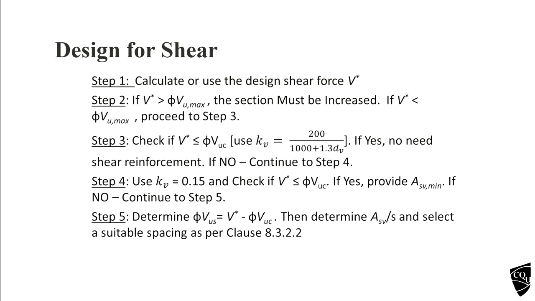And then they said if it is less than VU max, that should be okay, otherwise you need to change the section. So if the V star is less than pi VU max, then your section is adequate to carry the particular shear force, whether without shear reinforcement or with shear reinforcement, but your section is okay. VU max is generally a very large value.